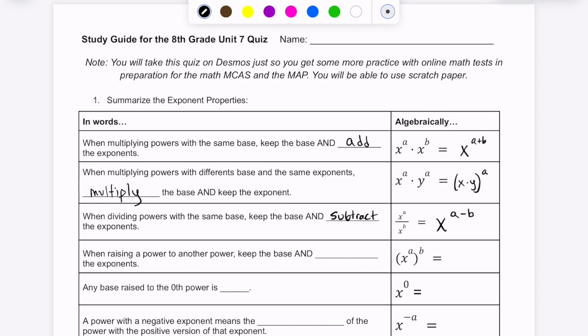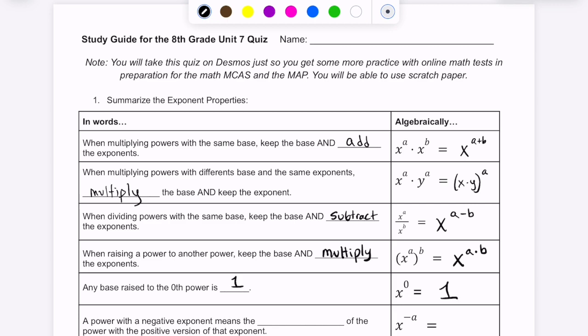Then we have when we're raising a power to another power, so like x to the a power raised to the b power, we keep the base and you multiply the exponents. So this is equal to x to the a times b power. Then we know that any base raised to a 0 power, the 0th power is 1. Anything to the 0 power is 1.